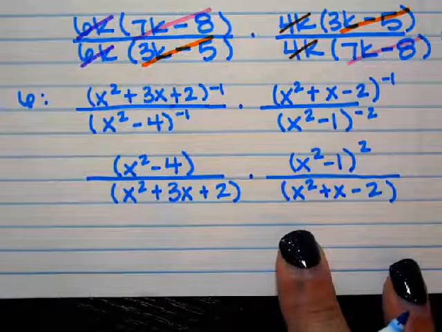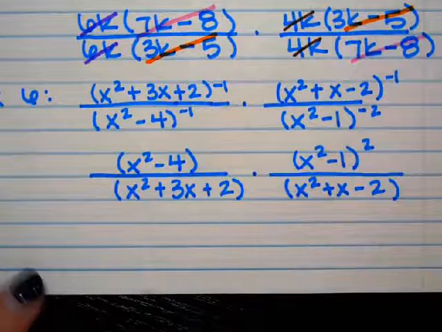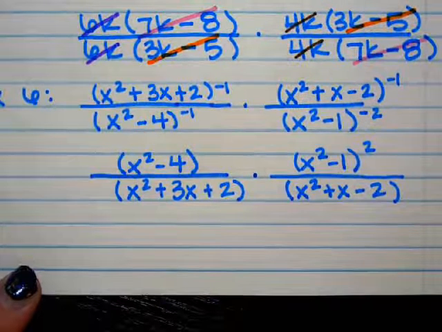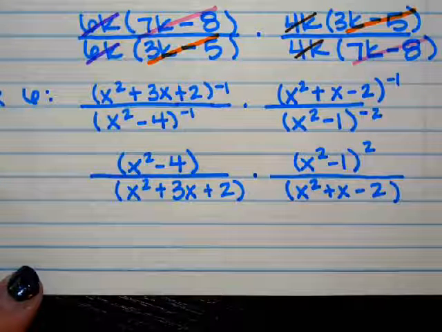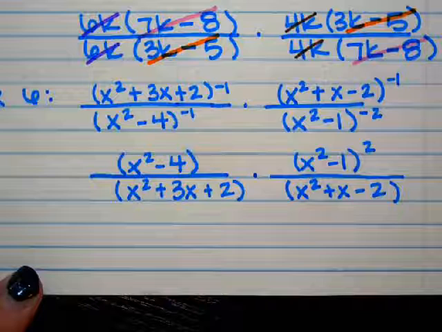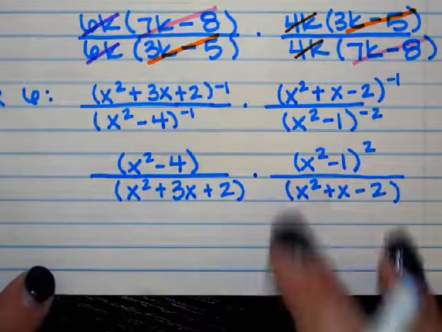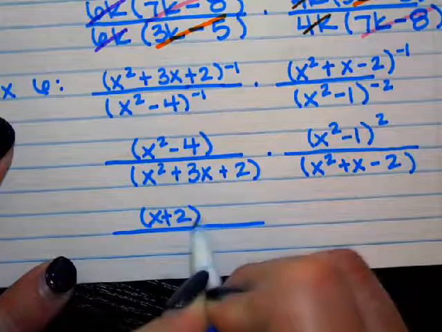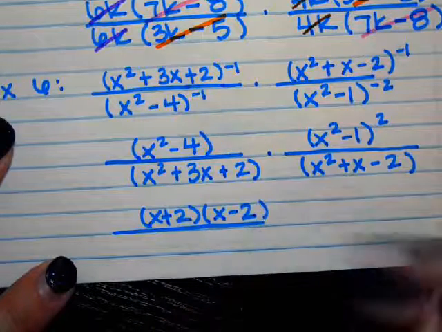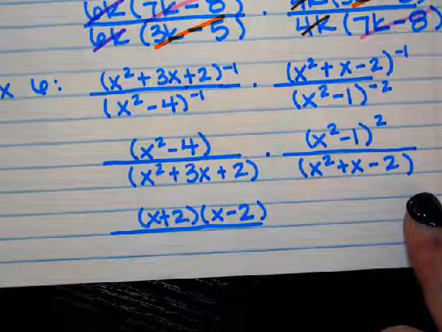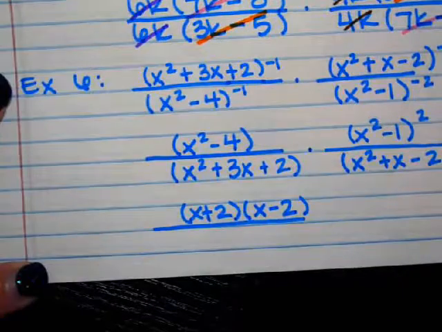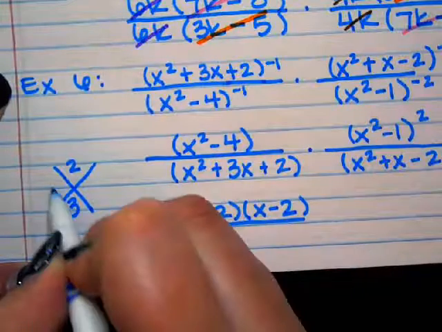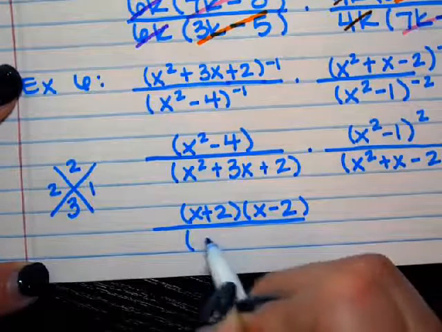So on the top, we had x squared minus 4. What type of factoring is that? Difference of squares. So what would that be? X plus 2, x minus 2. Good. Okay, so I'm going to go ahead and write that one out. X plus 2, x minus 2. Okay. On the bottom, we're looking for two things that multiply to 2, but add to 3. 2 and 1, okay. So x plus 2, x plus 1.